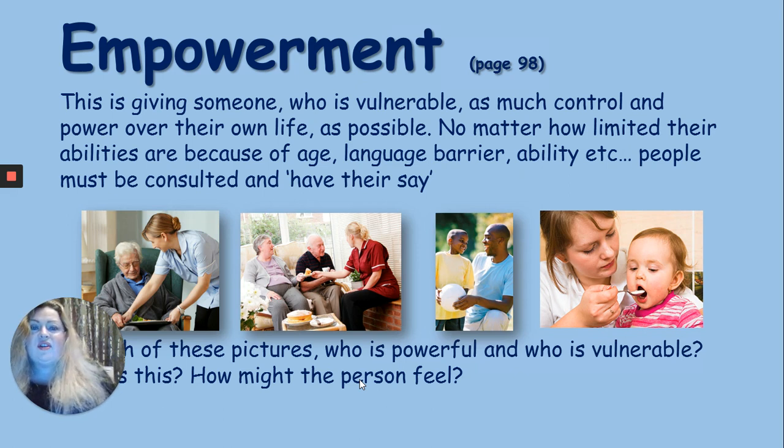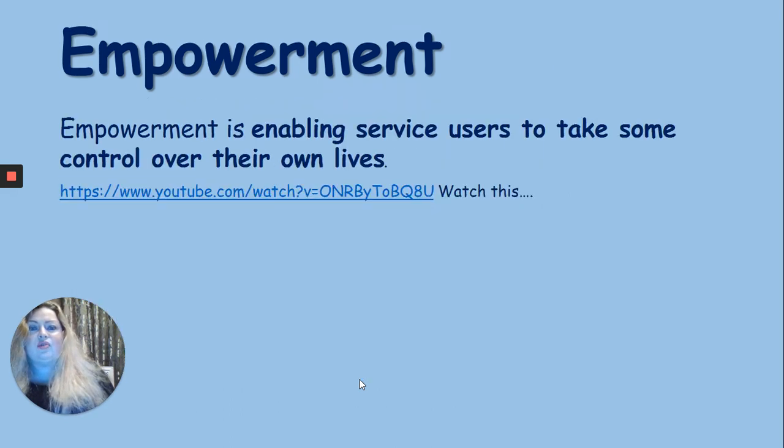There's a mixture of different life stages and client groups there, so pause and reflect on who you think might be the most powerful out of the 4. How might these people feel as a result of their level of empowerment, in the way that other people in that image are treating them or caring for them? Empowerment in its essence is enabling service users, that word enabling, to take some control over their own lives. And again, there's another clip built into this section of the video if you want a deeper understanding of how empowerment works within health and social care itself.